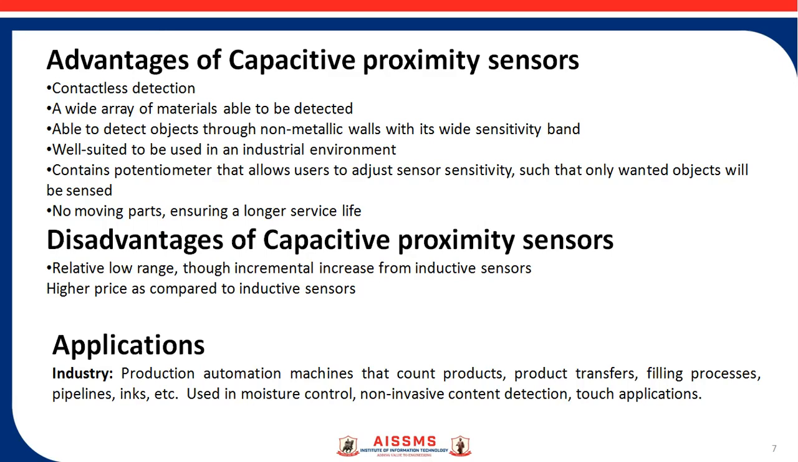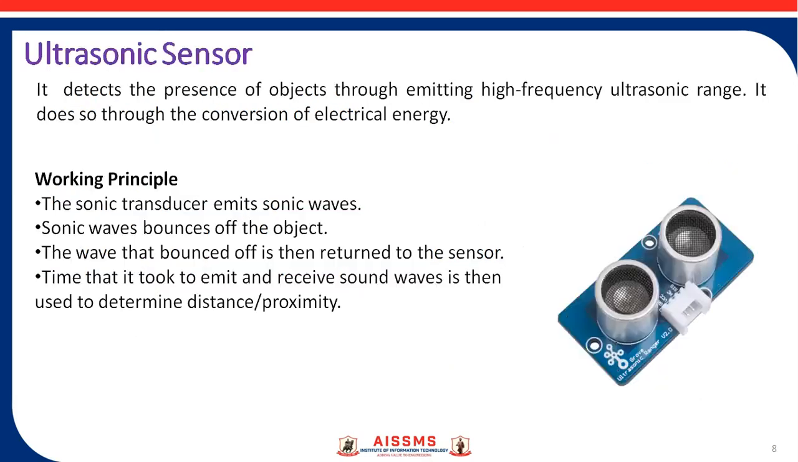Disadvantages of capacitive proximity sensor: relatively low range, though an incremental increase from inductive sensors, and a higher price as compared to inductive sensors. And application areas are in production automation machines that count products, product transfers, filling processes, pipelines, inks, etc. Then in fluid level, composition and pressure, moisture control, non-invasive content detection, and touch applications.